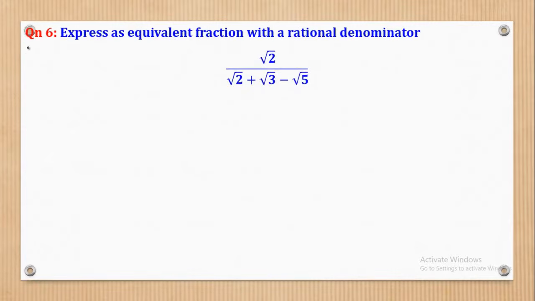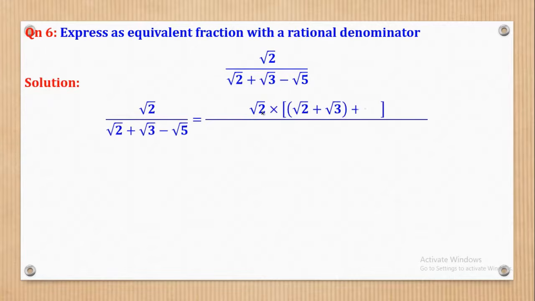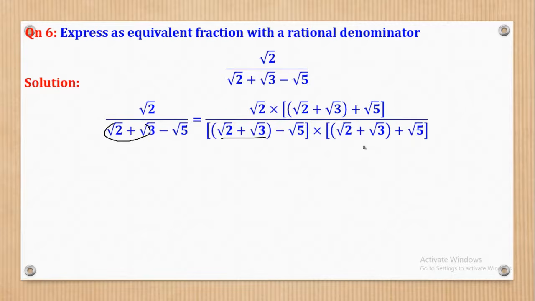So now we shall go to question 6, which says that express as equivalent fraction with a rational denominator. Express this. So what we are going to do, we are going to first pair. Take this one as one term, then you say a minus b gives what? So when you take it as one term, you realize that we will be able to get the difference of two squares in the denominator, then the numerator will be that.